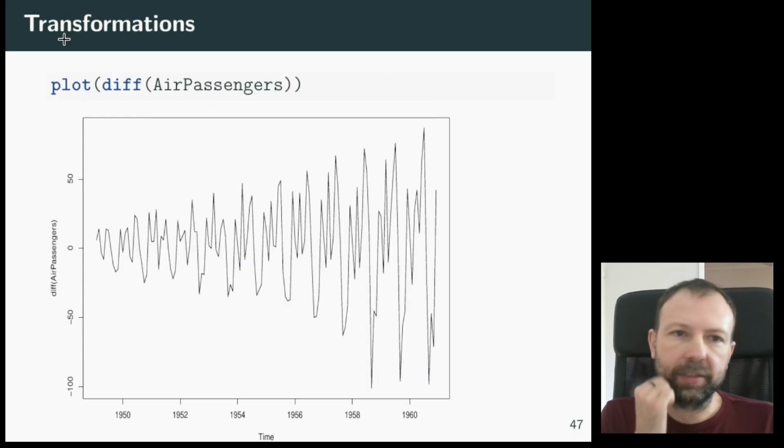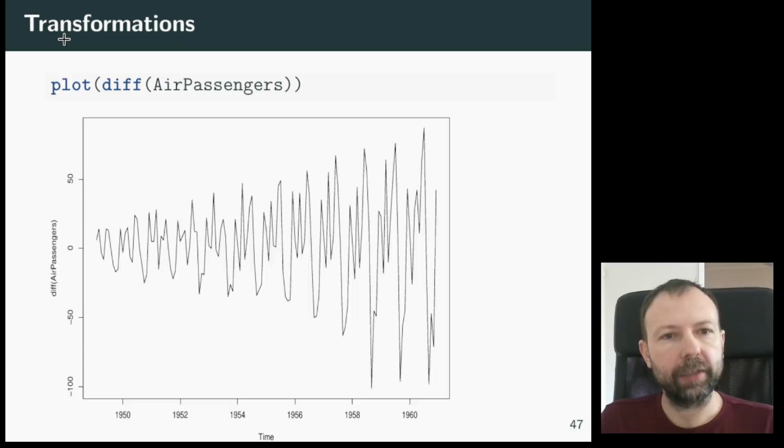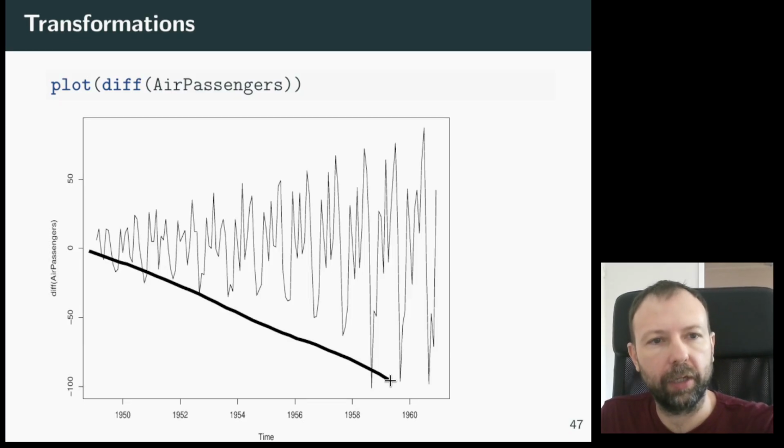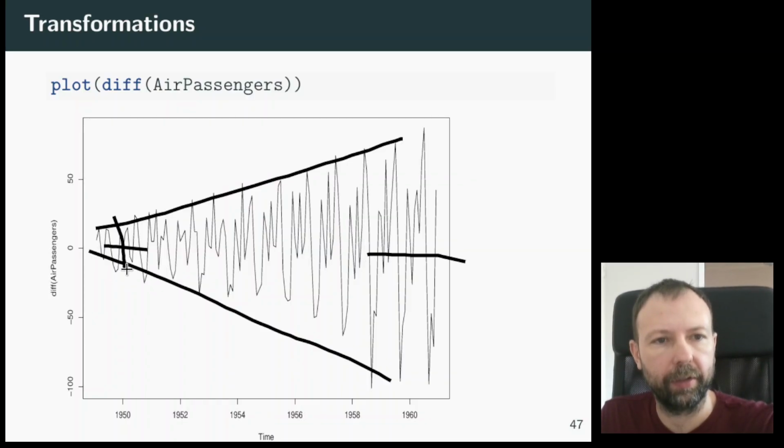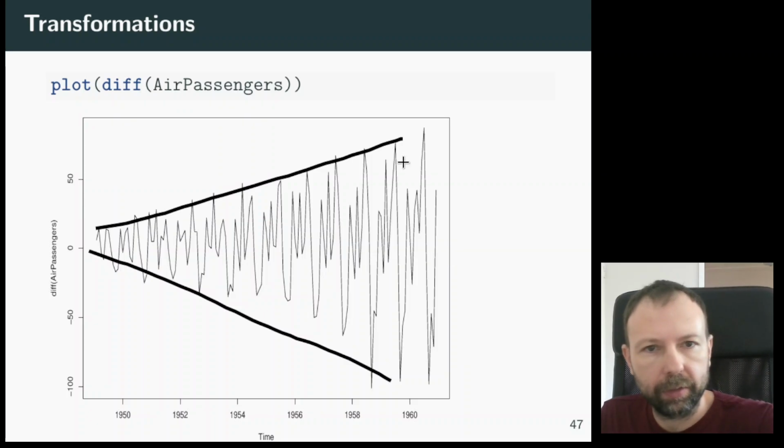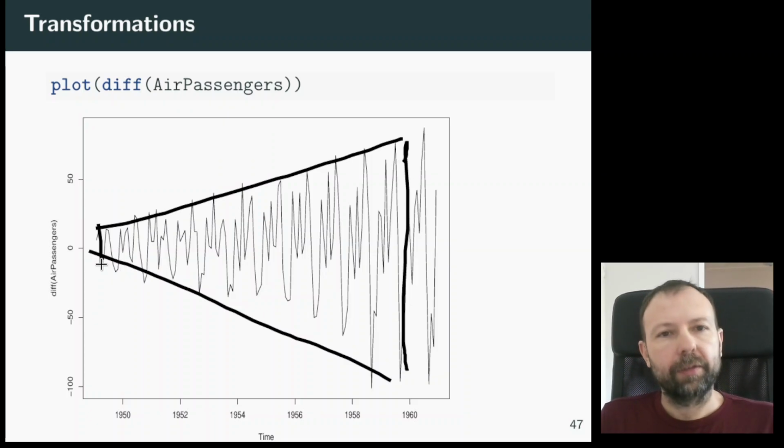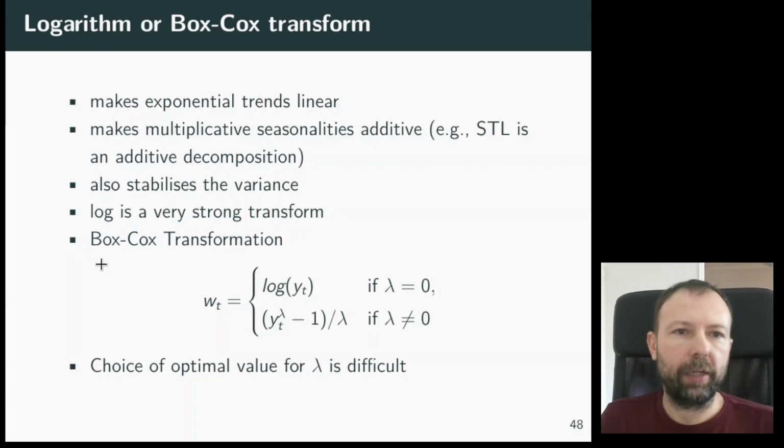Good, so now let's run this differencing on our air passenger series, and we see it did a good job of getting rid of the trend. However, the variance is still growing. So the variance here at the end of the series is a lot higher than the variance at the beginning of the series, so here a lot more than here. So what could we do about that? Well, one thing that people would usually do is a logarithm.